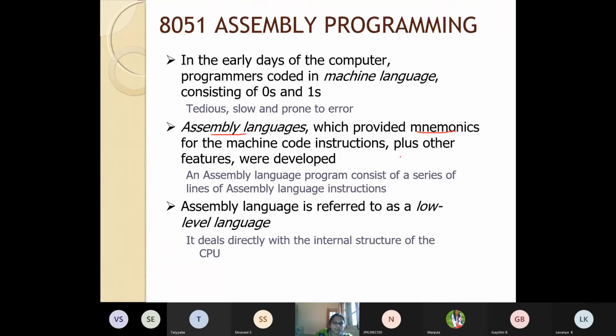The program consists of a series of these mnemonics. For addition we use add, for subtraction we use sub, for multiplication we use mul. Using those mnemonics we are going to write the program. In 8051, all programs are written using the assembly language programming technique, where we use the instructions or mnemonics.